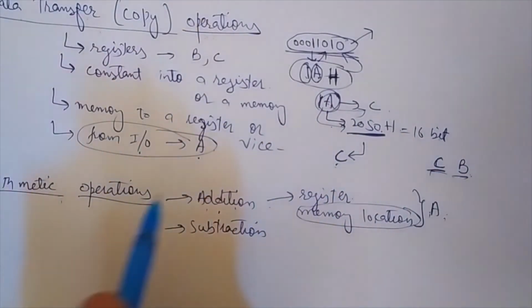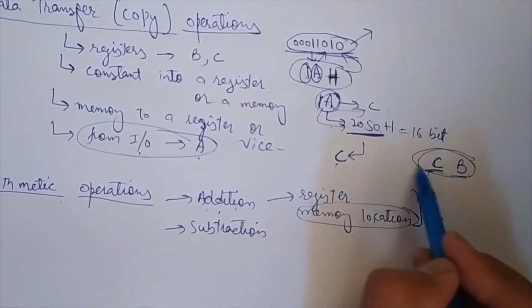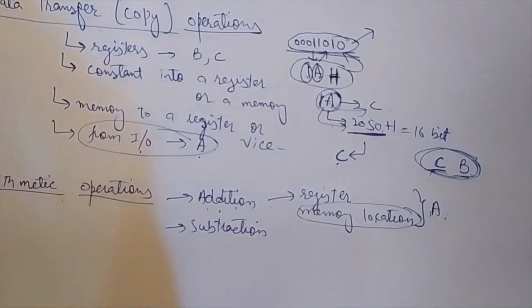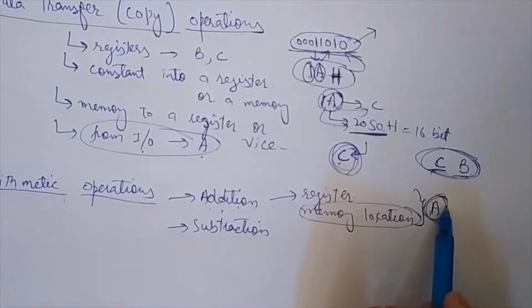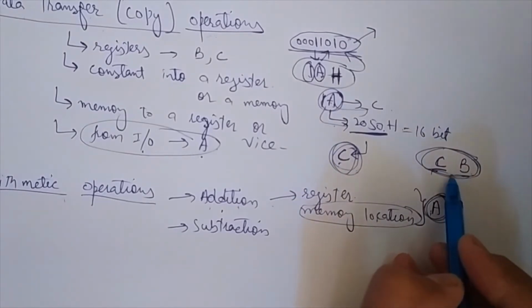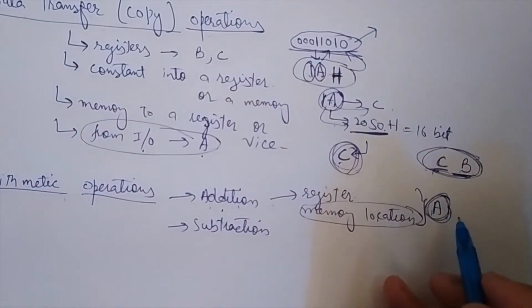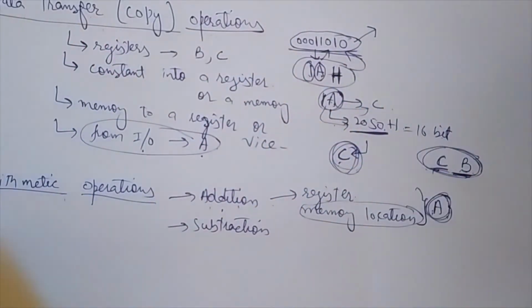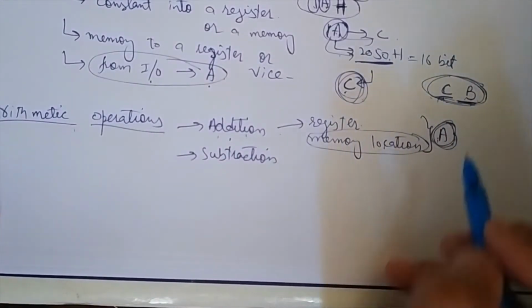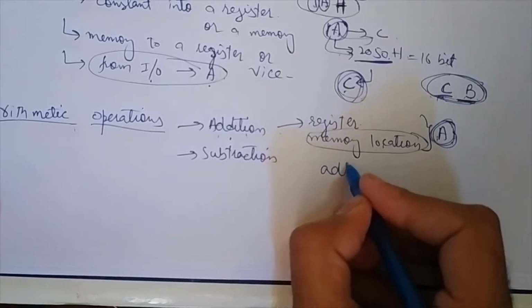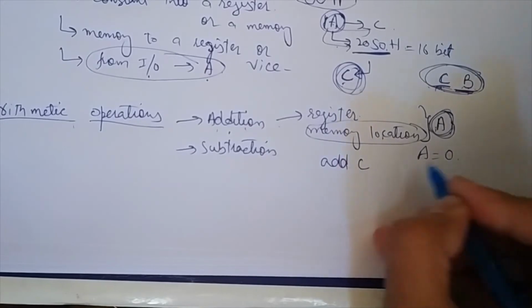Then in 8085 microprocessor, there is no instruction that can directly add the contents of two registers. We can only add the contents of one register to the contents of an accumulator. We cannot add the contents of two general purpose registers directly. We have to follow 2 or 3 steps, then only we can achieve this purpose. For example, if we have to add B and C and store the result in A, then the instructions possible are add C. First we should have 0 in A.